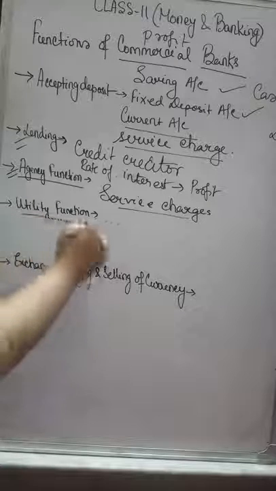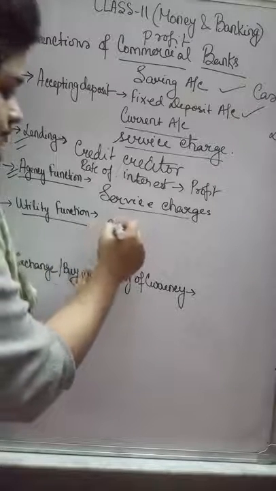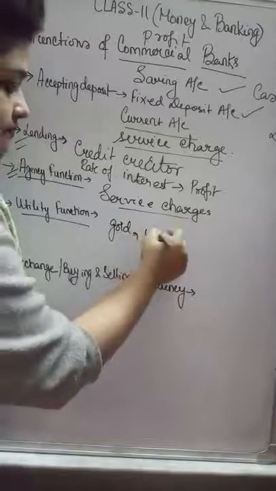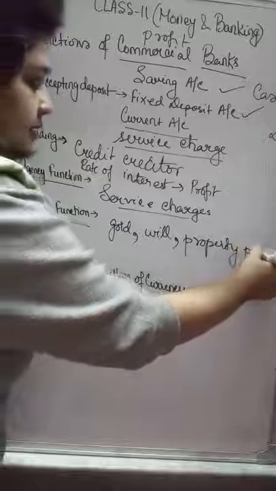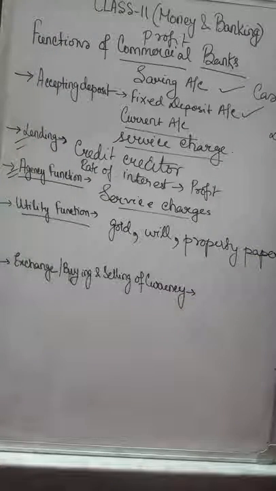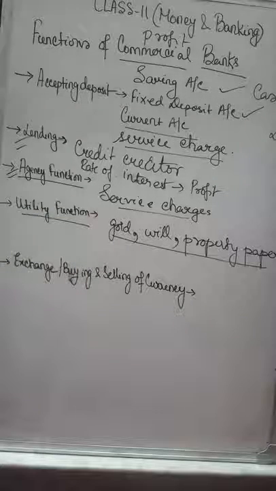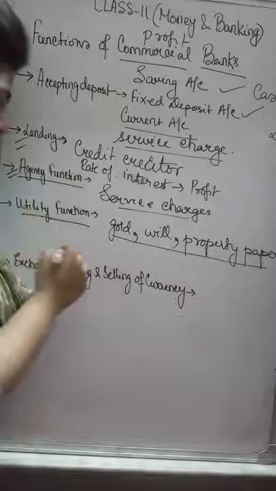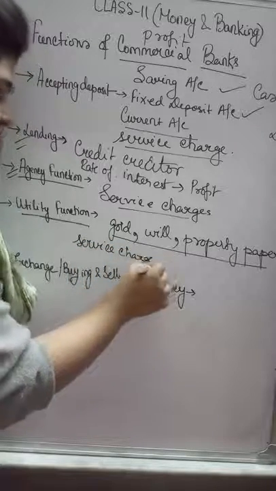Now going to utility functions. Banks also give us certain utility functions. For example, we store gold and other valuables like a will, then property papers, because we feel that it is not safe to store at home, and we go to a particular institution, the bank, which stores all these valuables on our behalf. And for storing all these things, we have to give a yearly subscription fee for locker service. So by giving the utility function also, it charges a service charge. For giving the service, it also takes a service charge.